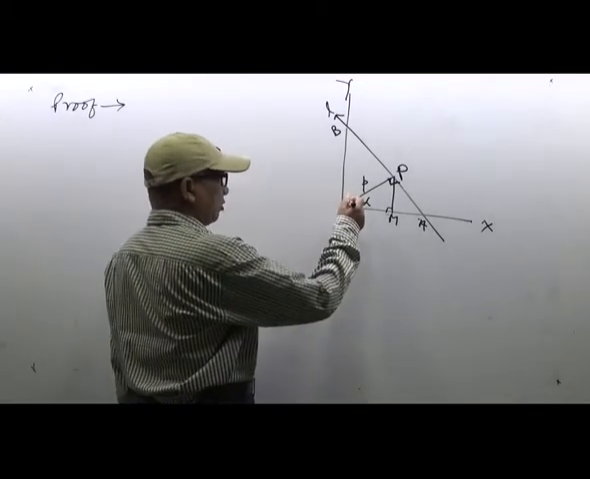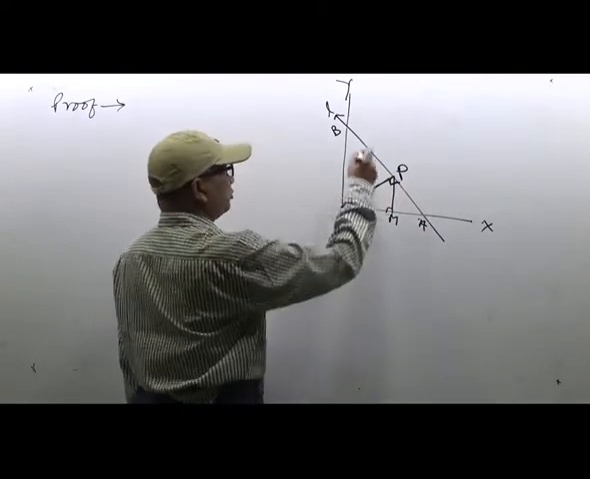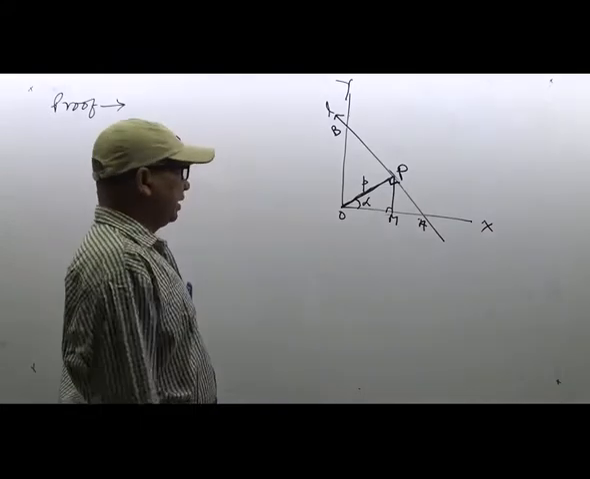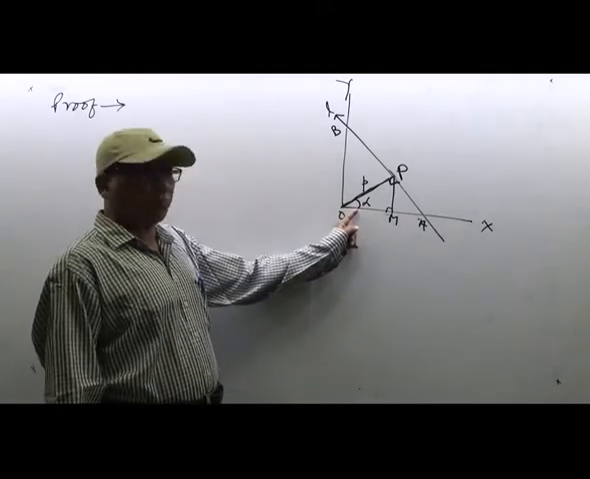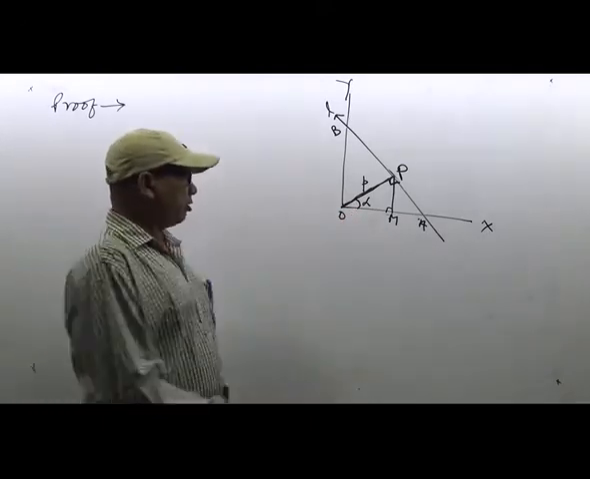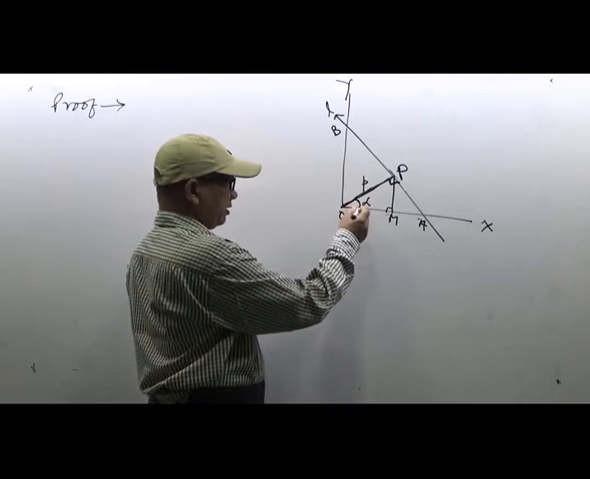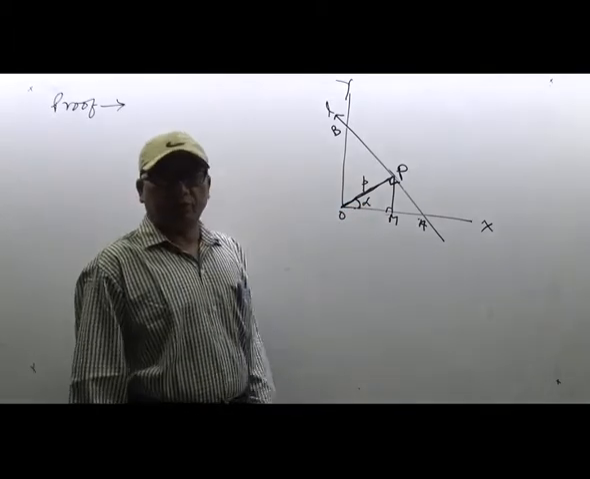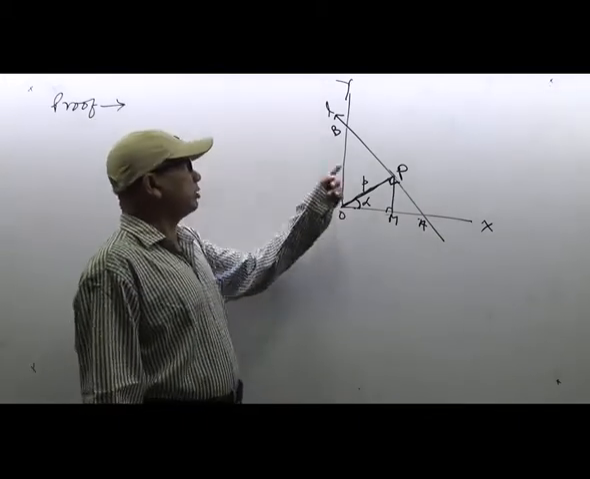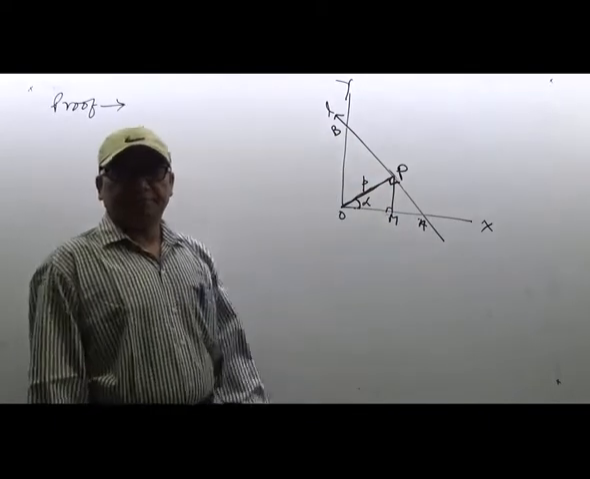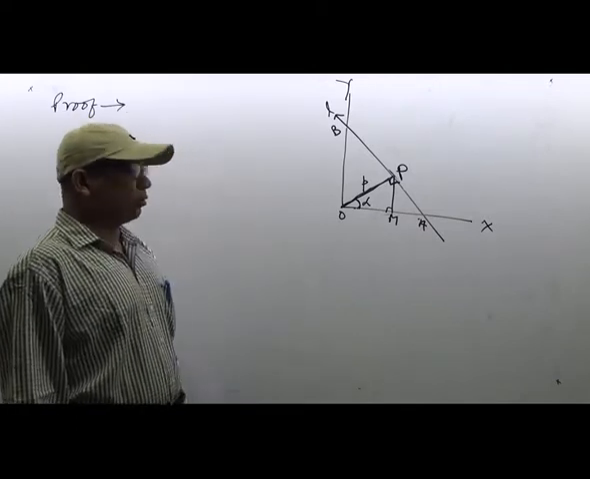So P is given, normal is given. This OP is called a normal, the length of perpendicular from origin to the line AB. And this normal, this perpendicular, makes an angle alpha with the positive direction of x-axis. The normal makes an angle alpha with the positive direction of x-axis. These are given in your statement of this theorem. So we have to find out the equation of the straight line AB or L. Then draw PM perpendicular on OX.